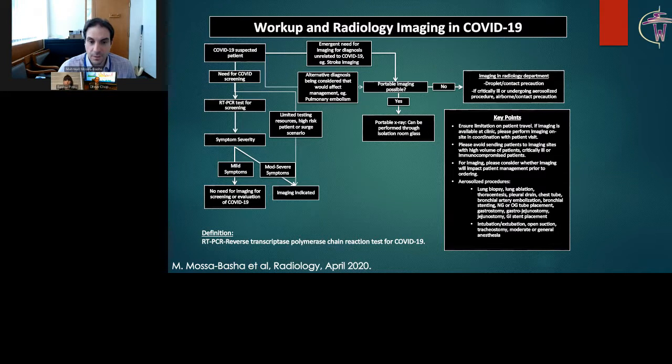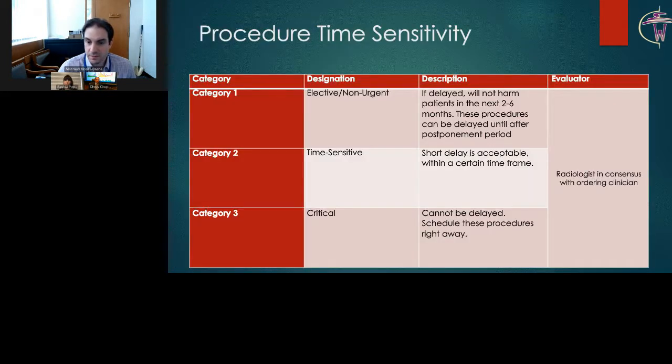And in terms of our procedures, we have categorized procedures into three categories, 1, 2, and 3. Procedures that go into category 1 are elective non-urgent, and these, if delayed, will not harm patients in the next 2 to 6 months. And these can be delayed until after the postponement period. Now, this decision-making is made based on consensus between the radiologist and the ordering clinician. Time-sensitive cases are cases where a short delay is acceptable within the time frame indicated by the ordering clinician. And critical procedures are those procedures that cannot be delayed. And these procedures should be scheduled right away.